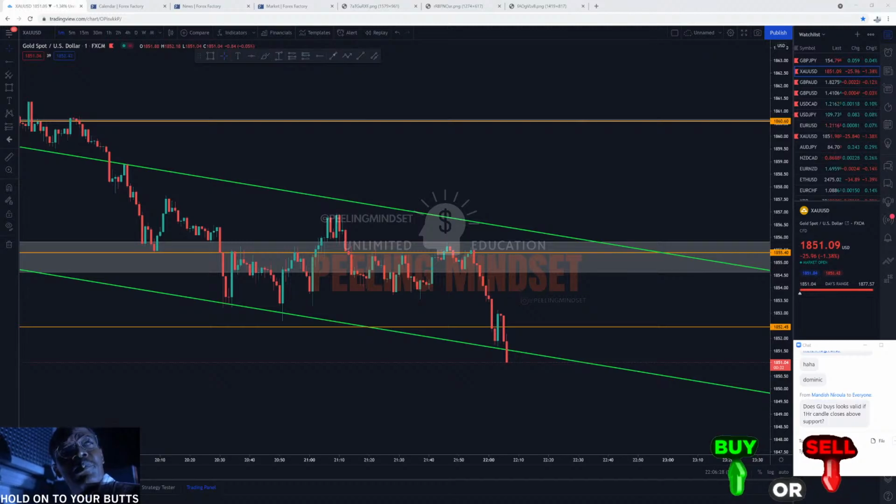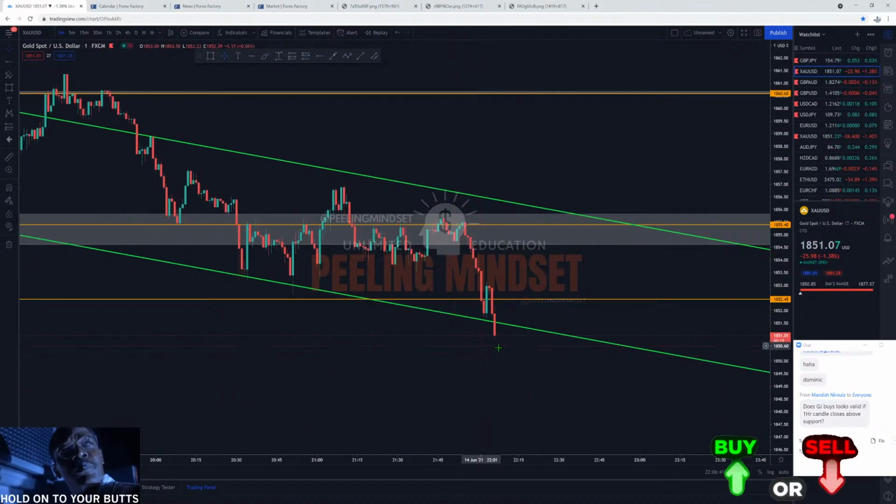I'm waiting a little bit more, waiting for this 1 minute candle to close. Let's see what's gonna happen. Is it going to give me some sort of entry? If this 1 minute candle closes with a wick on the bottom, I'm looking to take a pending below that wick. Let's see what's going to happen.